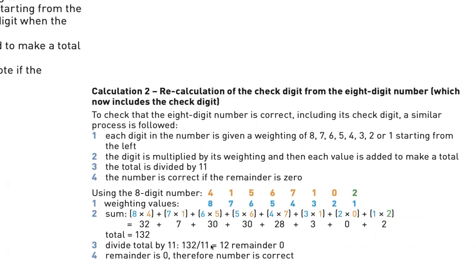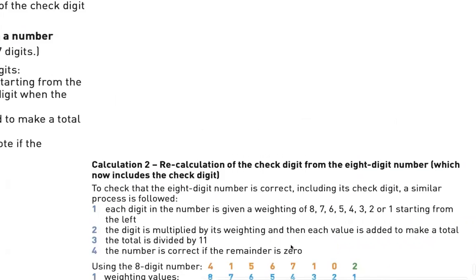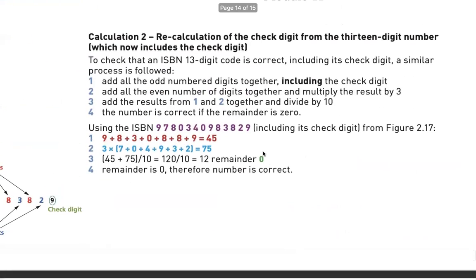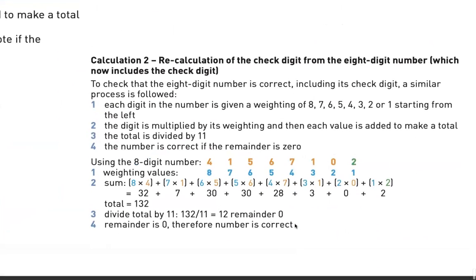This time around, when I divide this by 11, I should have no remainder. Just like before, I should not have a remainder here either. If I'm ending up with a remainder, that means there is something wrong with this number, because this check digit does not add up with the rest. So if I'm getting a remainder 0, that means the number is okay.